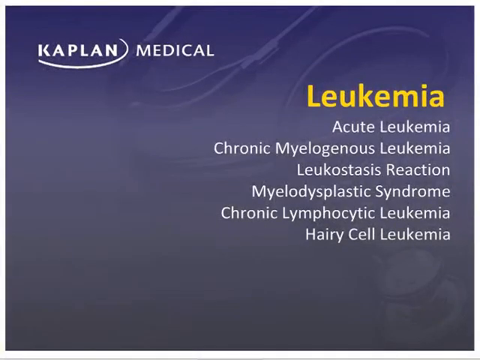Leukemia: acute leukemia, chronic myelogenous leukemia, the leukostasis reaction, which is sledging, myelodysplastic syndromes that want to become acute leukemia, chronic lymphocytic leukemia, which doesn't get treated in the majority of cases, and hairy cell leukemia.